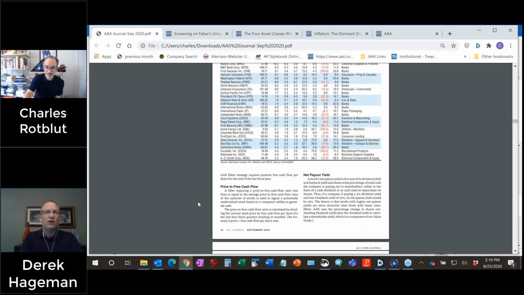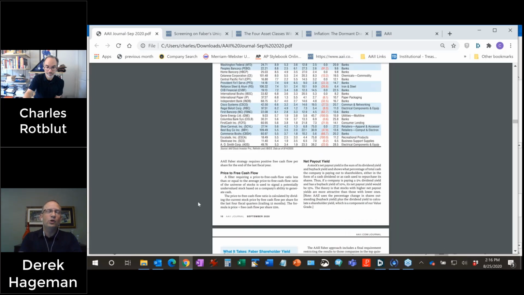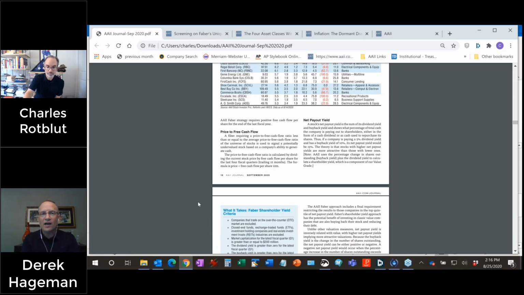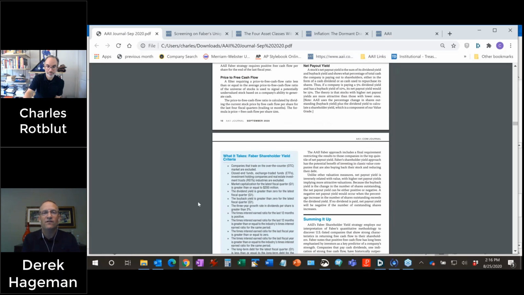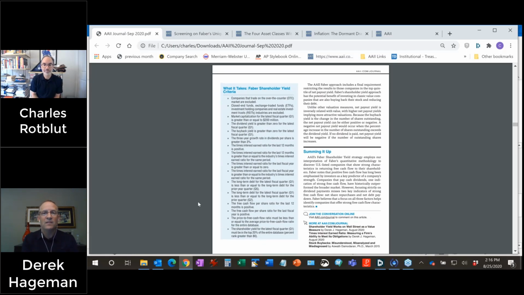And lastly, if we go down to the last page, we have a section here that summarizes all the criteria that went into the Faber shareholder yield screen. Just to summarize, the AAII Faber approach includes a final requirement restricting the results to those companies in the top quintile of net payout yield. So the Faber shareholder yield approach has the potential benefit of investing in classic value companies that are also buying back their stock and reducing their debt.